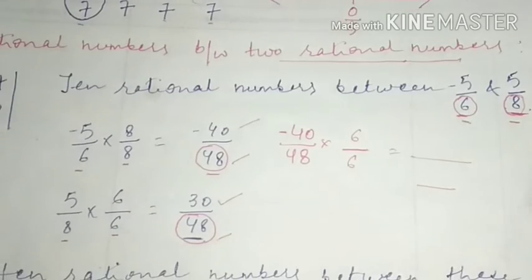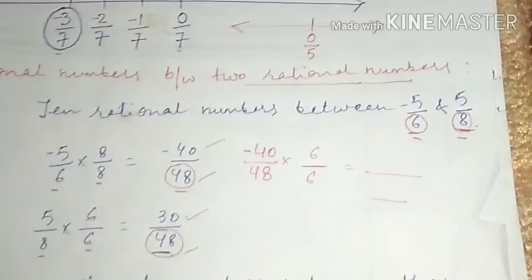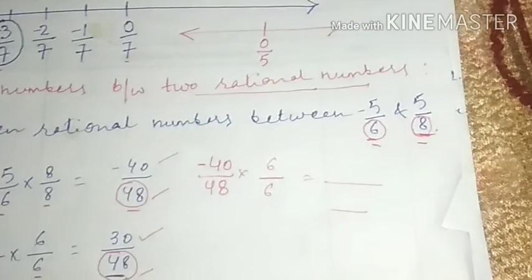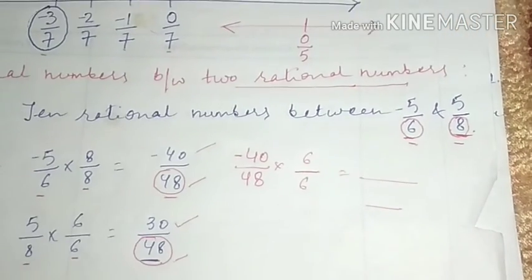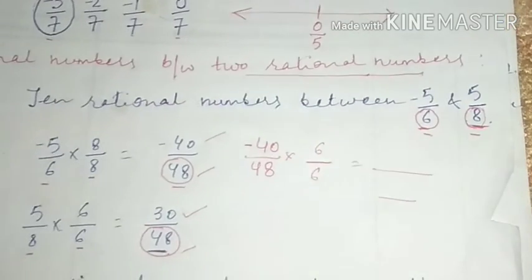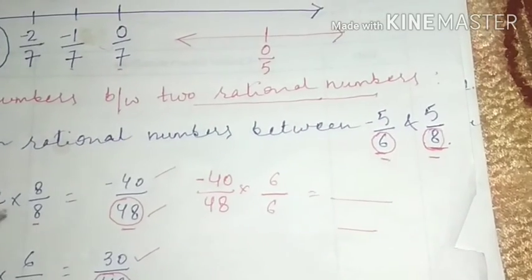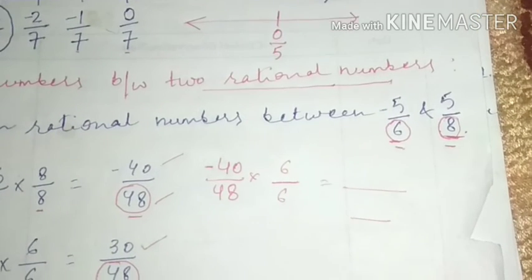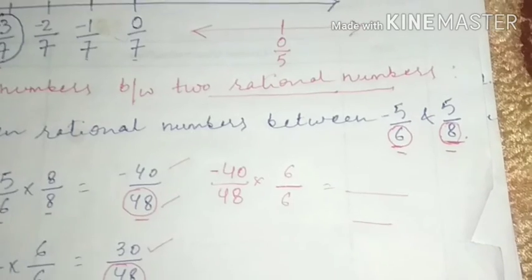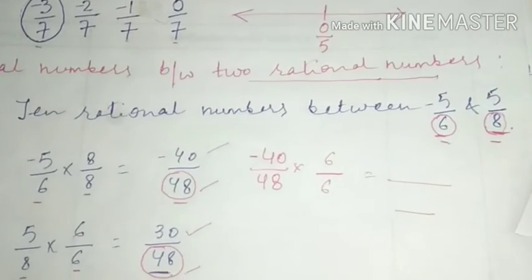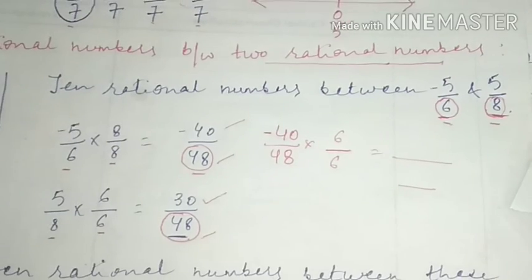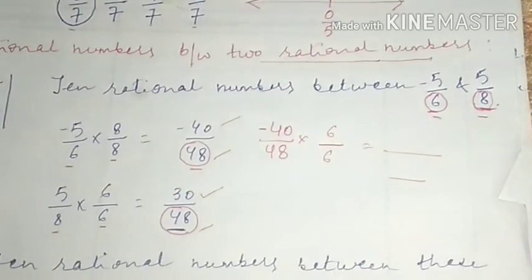So the basic thing of getting rational numbers between two rational numbers is you are to make the denominators of the given rational numbers the same. And how will you make those denominators the same? Using the concept of, we can say, equivalent rational numbers. And which number will you use? Seeing each other's denominators. All right, so that's how you can get the rational numbers between two rational numbers.